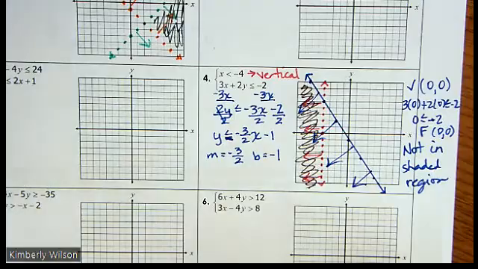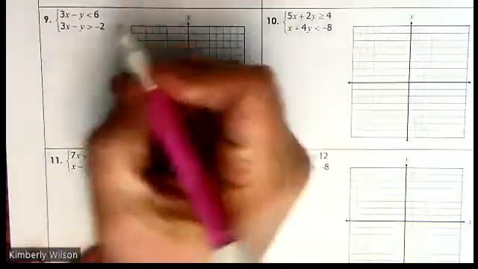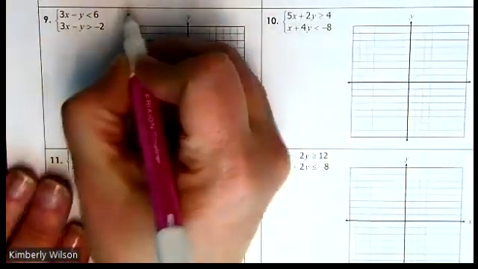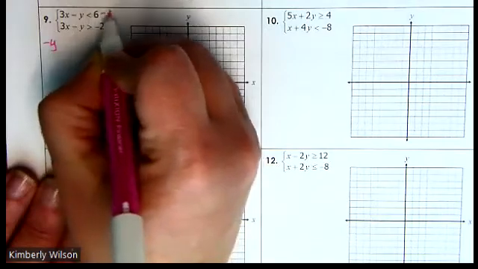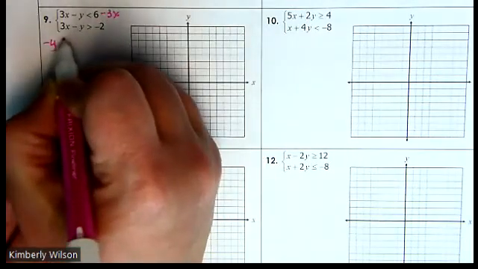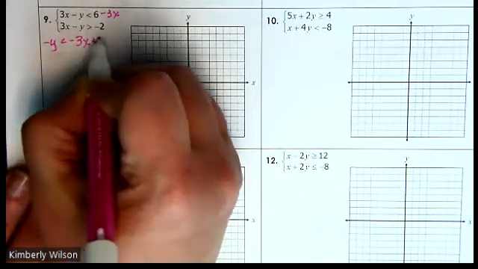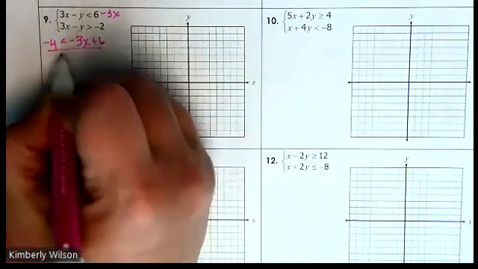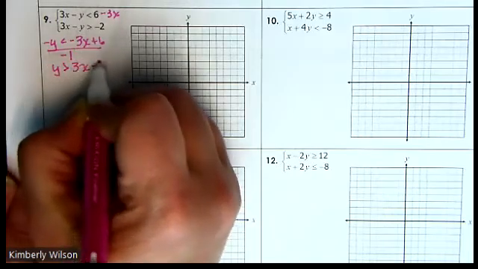Well, two more actually, because we want to do the word problem too. All right, looking at number 9. We've got to rearrange. So this is going to become negative y because I've got to subtract 3x. So I'm going to have negative y is less than negative 3x plus 6. We've got to divide by a negative 1. So this is going to become y is greater than 3x minus 6.